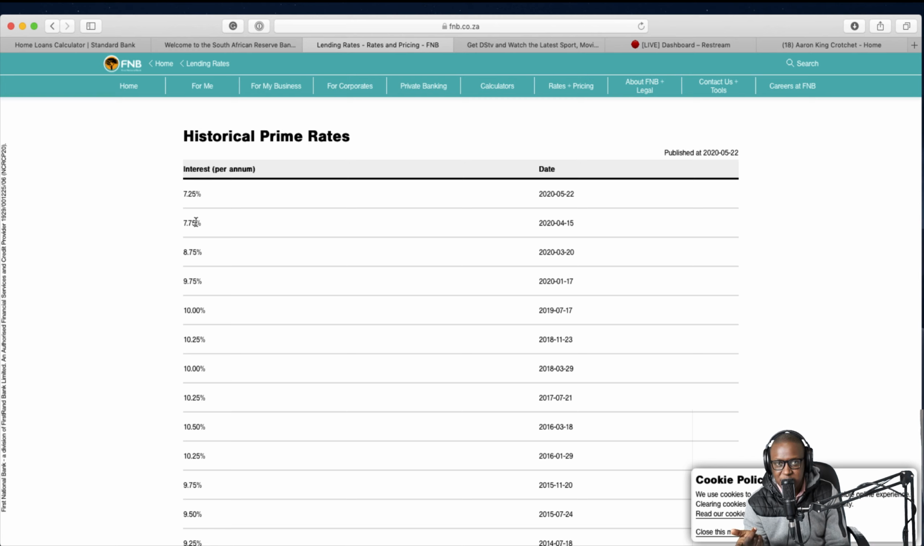So again, I'm sure if you are on the variable rate, you would have noticed that your installment had decreased as well. And then last month on the 22nd of May, they also reduced it to 7.25. Again, your installment reduced on your vehicle, or maybe your home loan if you got it on the variable. But if you are on a fixed rate, nothing has changed. Your installment will stay the same, irrespective of whether the prime rate has decreased or increased. Your installment will stay the same for the whole borrowing period because you've taken a fixed rate.